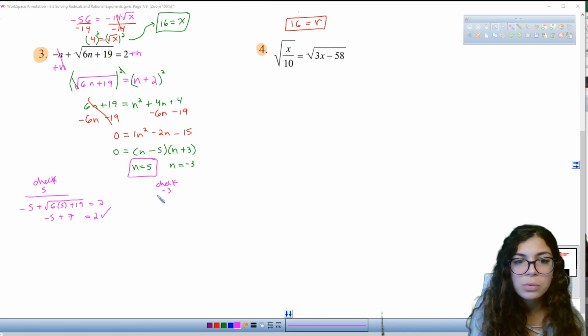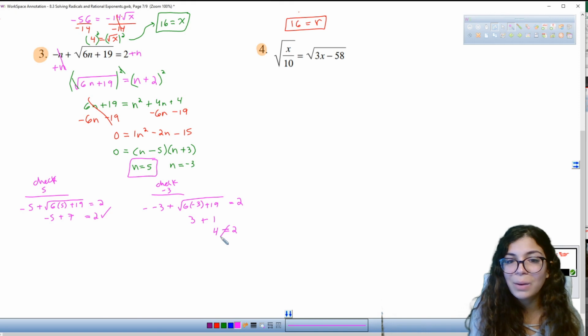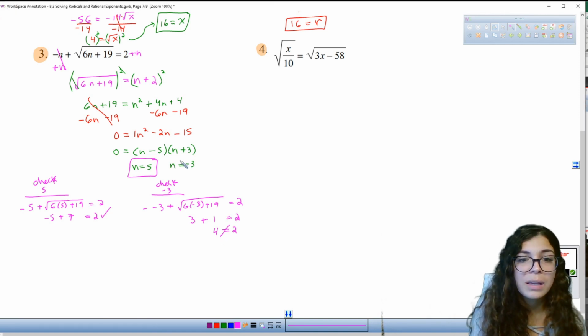Now let's go ahead and check negative 3. That could also be a solution. We could have maybe 2. Who knows? Let's go ahead and check it. So negative 3 plus the square root of 6 times negative 3 plus 19. Does that equal 2? Well, 6 times negative 3 is negative 18. Negative 18 plus 19 will be 1. Square root of 1 is 1. And we have negative 3, so that would be positive 3. 3 plus 1 is 4. Is 4 equal to 2? No. So this one is extraneous.